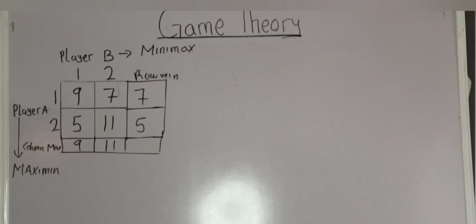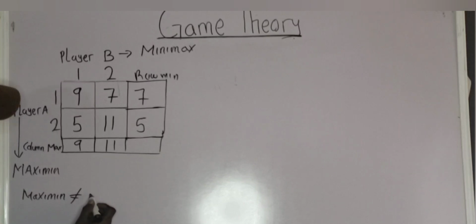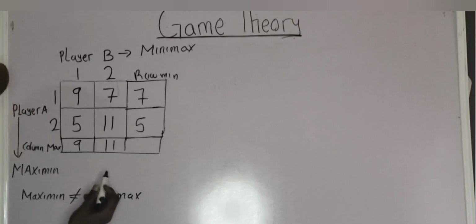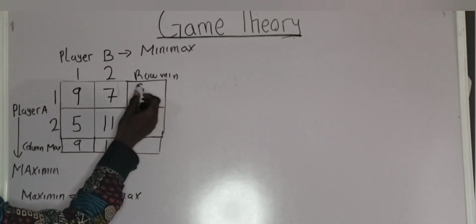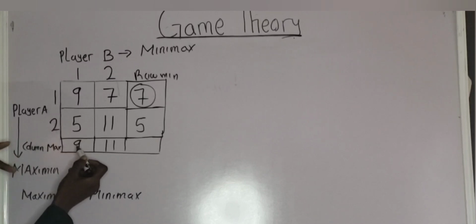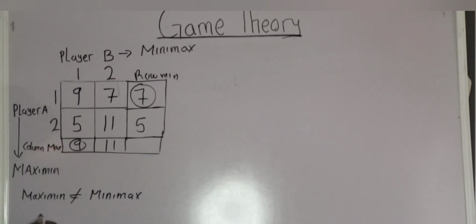So when you are taking the value of the game and the game does not have a saddle point, in that case, you proceed to use the mixed strategy. Do you understand? So since the maximin is not equal to the minimax, that is, the maximum here is 7, the minimum here is 9. So 7 is not equal to 9. Therefore, this game does not have a saddle point.